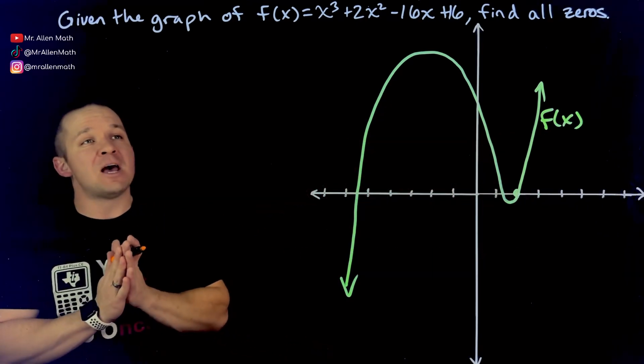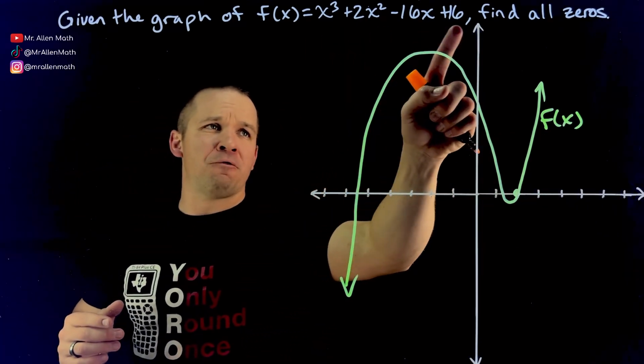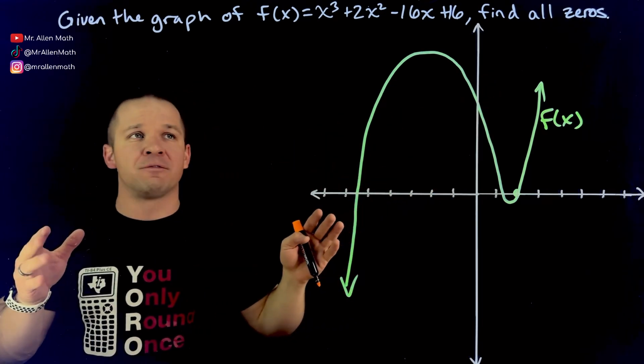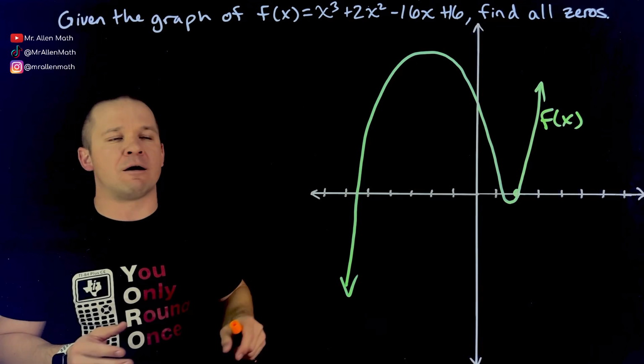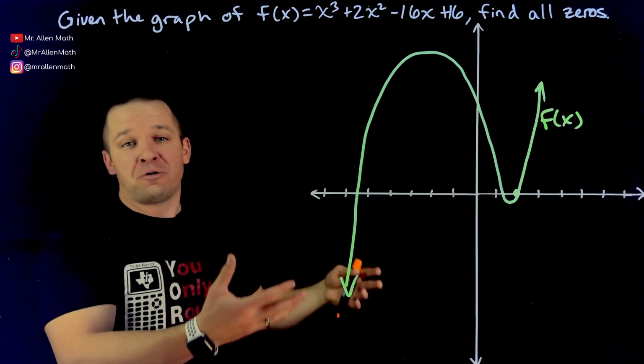Mr. Allen here, finding some zeros of polynomial functions given a graph and its function. This is interesting because usually I would think, hey, 4 terms, factor by grouping, let's solve. But this one is not factorable by grouping. Okay, it won't work out. Not every function or equation is factorable.